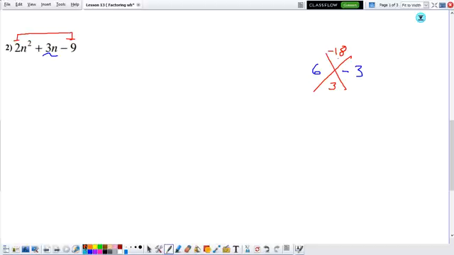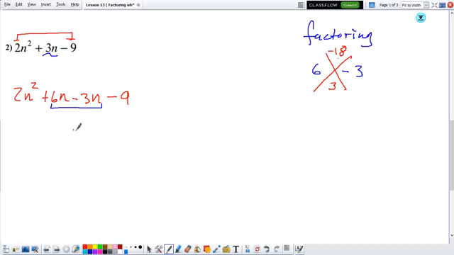So let's do that. So now we're going to have 2n squared, and instead of writing 3n, I'm going to write plus 6n, which is the first number, minus 3n, negative 9. Again, all I did here, I rewrote the middle term as the two terms that I found using regular factoring. Okay? So now, why did I write it that way? It's because if I write it this way, then I can apply factoring by grouping.